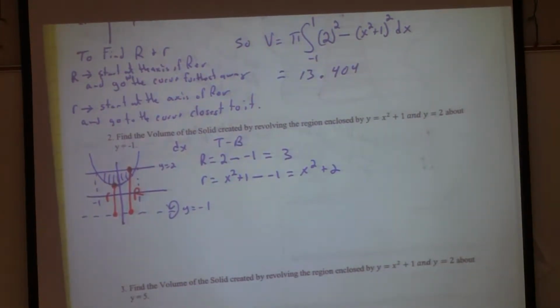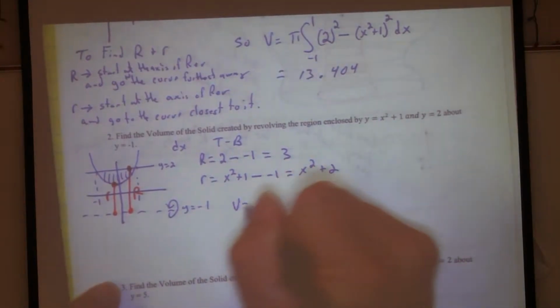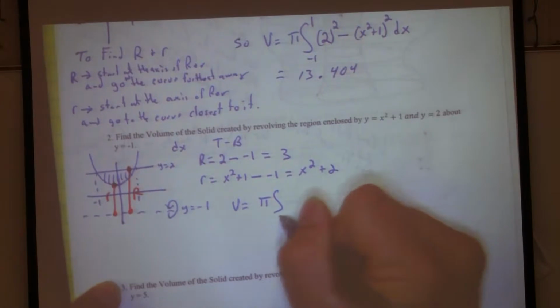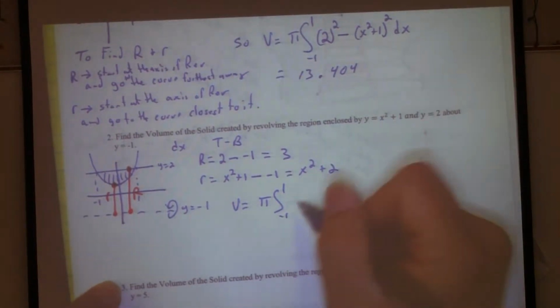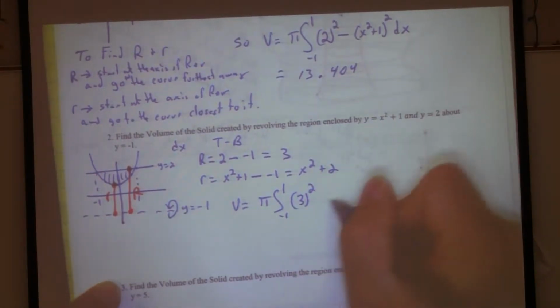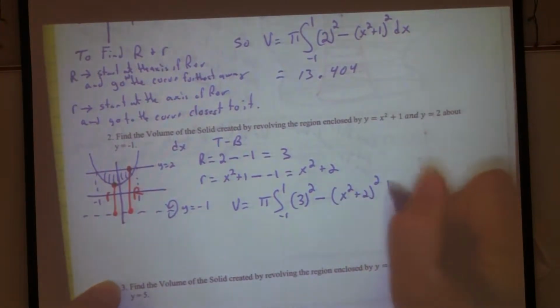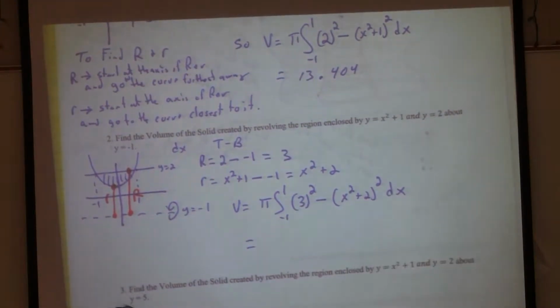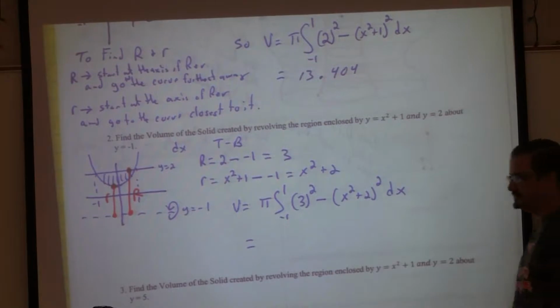Good? So write down your volume formula so you can type it in. The integral from negative 1 to 1 again of big R, 3 squared, minus little r, x squared plus 2 squared, dx. Type it in, and we're good to go.